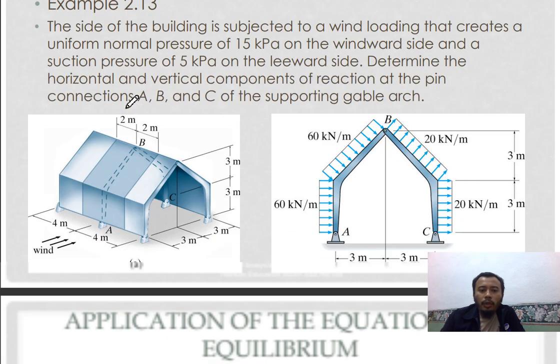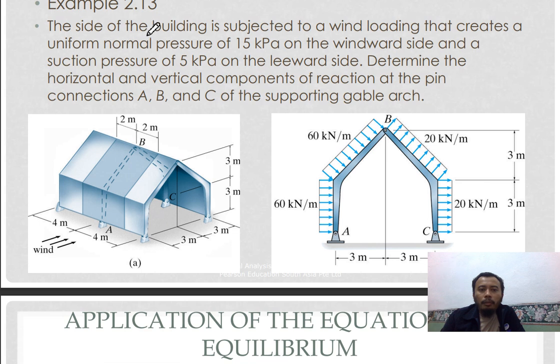Let's take a look at the equation first. A set of building is subjected to wind load. Wind load is a distributed loading that creates a uniform normal pressure of 15 kilopascal or 15 kilonewton per meter square on the windward side, the side that is facing the wind, and a suction pressure of 5 pascal on the leeward side, which is the opposite direction of wind.